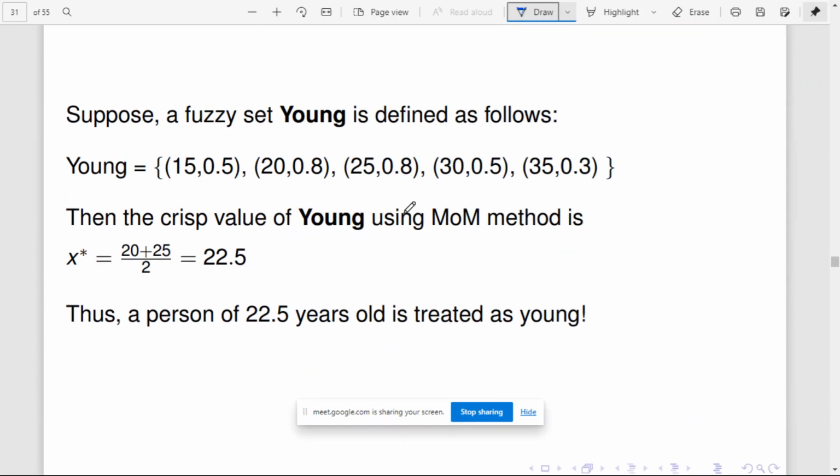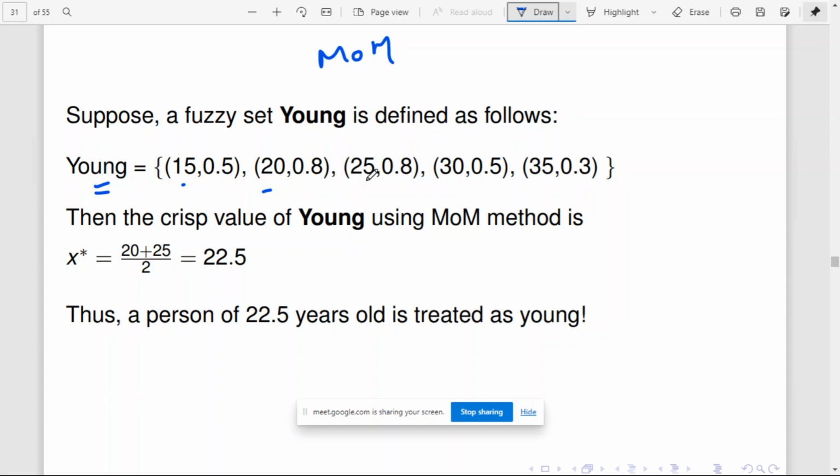So here is an example. Suppose a fuzzy set young is defined as follows. These are the different x1, x2, x3. If the age is 15, then the membership value is 0.5. For 20 it is 0.8, for 25 it is 0.8, for 30 it is 0.5, for 35 it is 0.3. Now how will you identify the crisp value by using the MOM method, that is, the mean of maxima method?